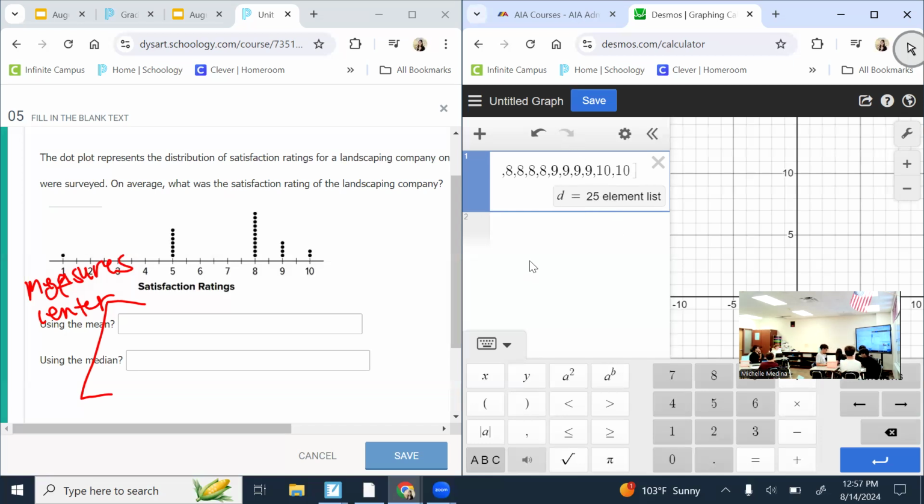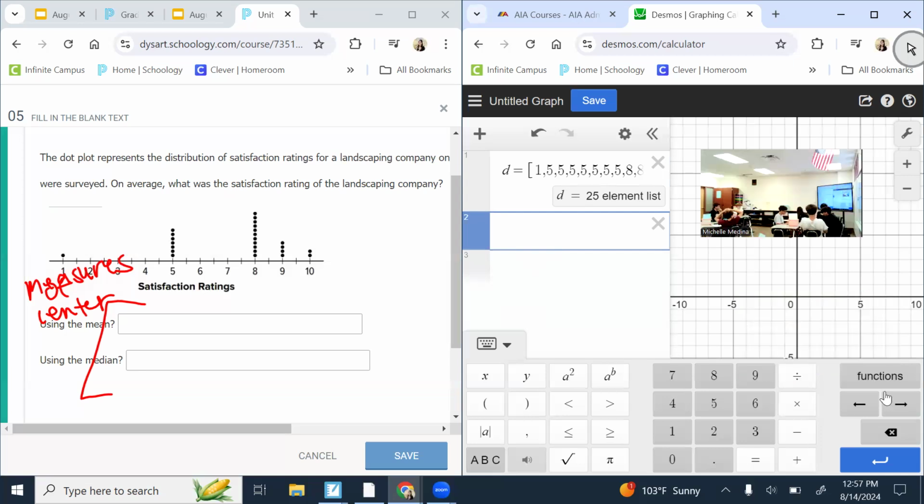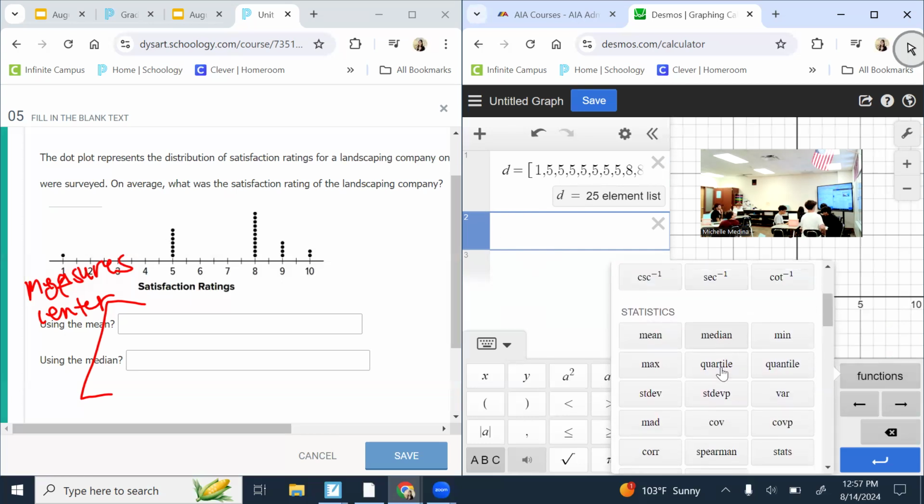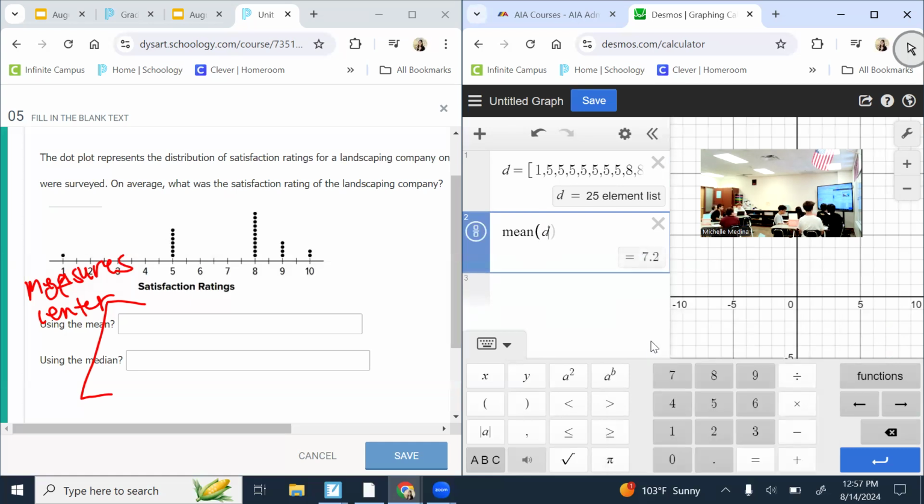In a different cell, if I want to find the mean, what do I type in? Okay, so I can also go to the functions menu and find what I'm looking for. What button do I press? Mean. If I want the mean, I use the mean button. Parentheses, whatever you called your data. So it says that my mean is 7.2. Otherwise, you'd have to add these all up, divide by 25, and then it should still be 7.2.